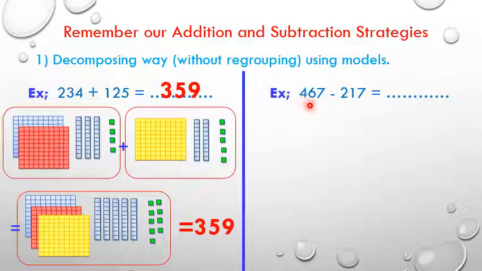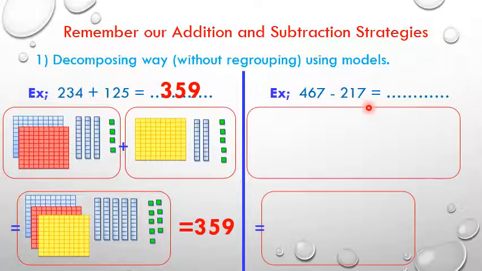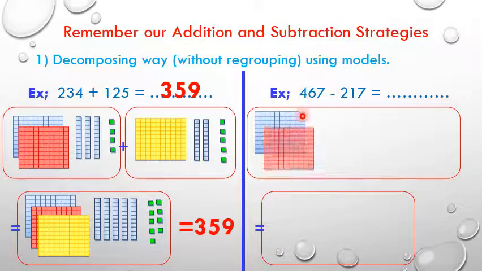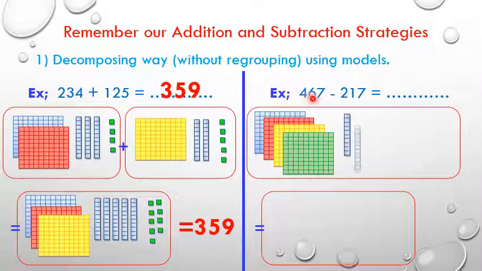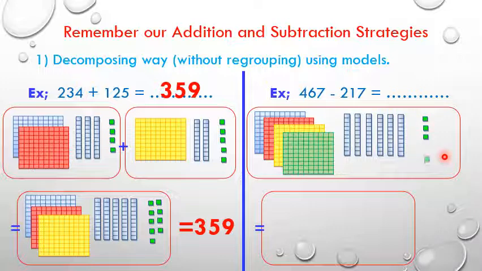We have here 467 minus 217. Using our modeling map, it will be like this. We will draw the bigger number here. We have 4 hundreds, 6 tens, and 7 ones. After we draw the bigger number, we just cancel the smaller number from it, beginning from ones place.